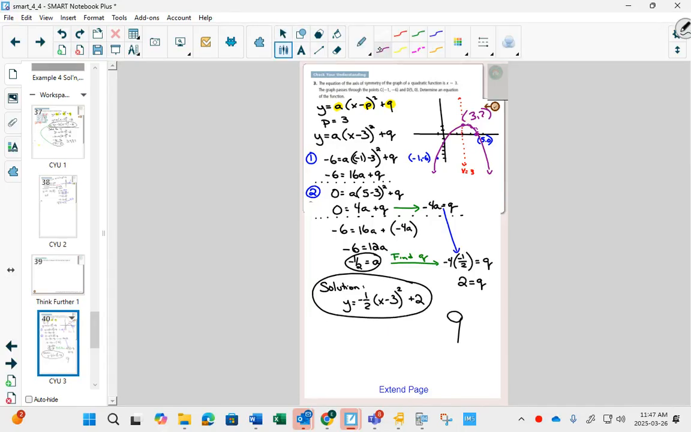Question for practice. You can circle number 9.